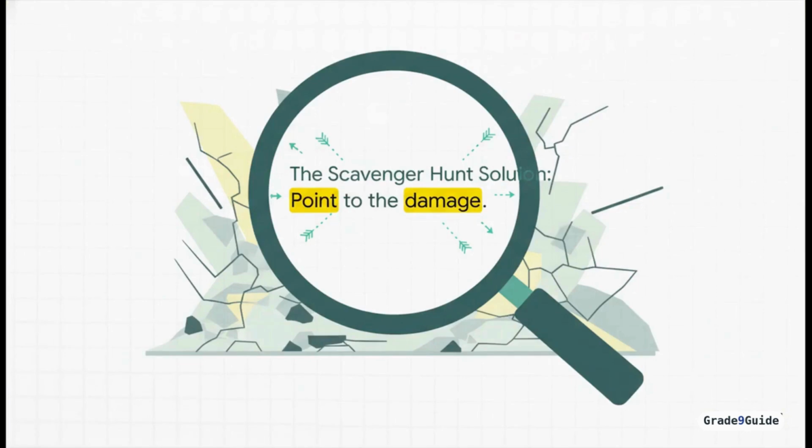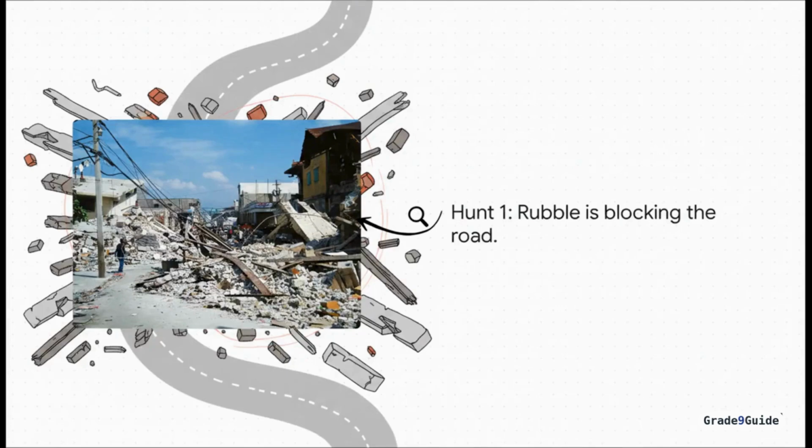So here's how we use our scavenger hunt mindset to beat this trap. The mission is really simple. Just point to the damage. You're looking for evidence you can actually see with your own 2 eyes. Okay, let's start the hunt. What can we see? Well, boom, right here. There's a huge pile of rubble and debris that's completely blocking the road. That is a perfect primary effect. It's visible, it's immediate, that's 1 mark in the bag.